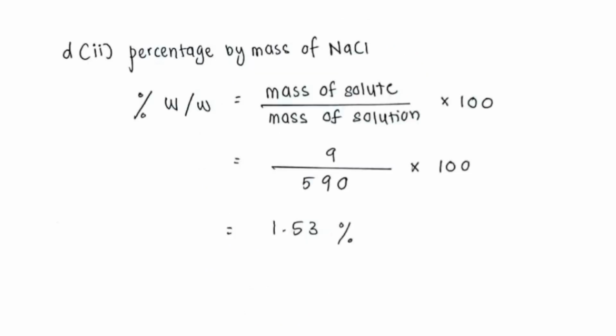Okay, for the last question, it asks to find the percentage by mass of sodium chloride. So we use the formula of the percentage by mass, which is equal to mass of solute divided by mass of solution times 100. We've already found the mass of solute is equal to 9 gram, and the mass of the solution is equal to 590 gram, and times 100, and we will get 1.53%. That is the final answer.